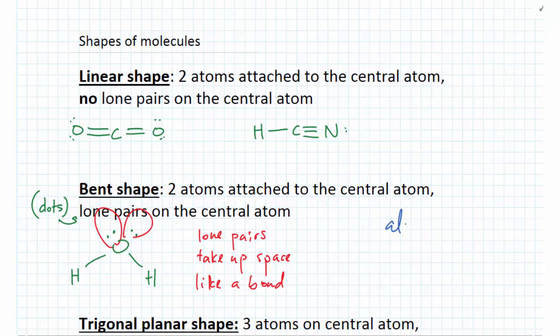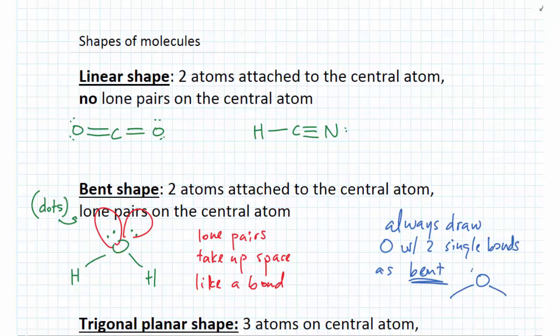So in fact, always draw O with 2 single bonds as bent. Like that. Okay, that's going to help us. The model kits already do that because the holes are at an angle to each other like that. But when you're drawing structures, if you're drawing 2 single bonds to an O, draw them bent like that. Don't draw them straight across from each other.